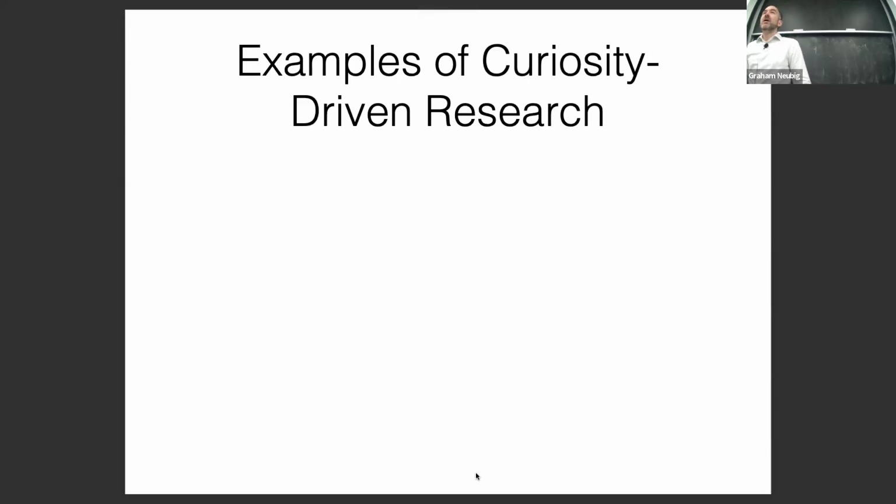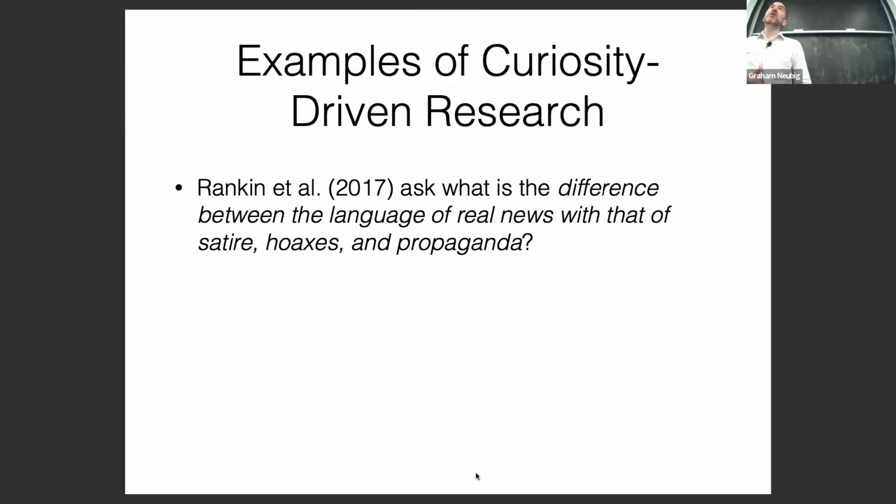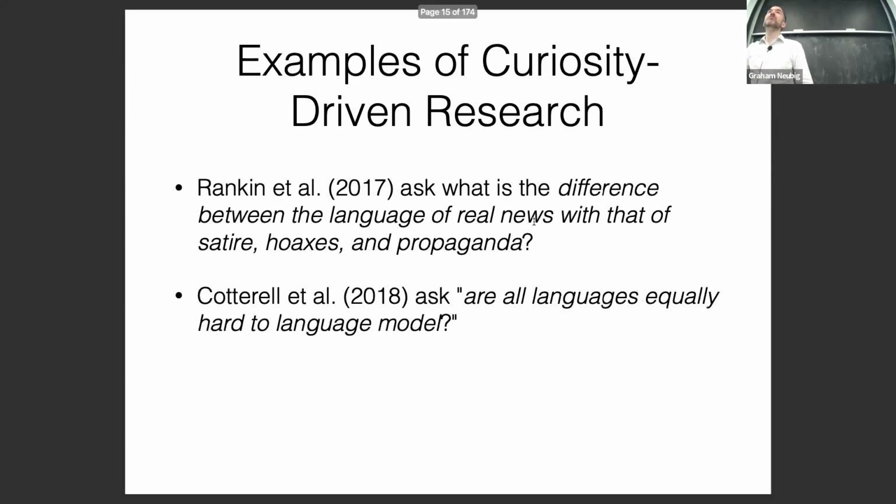I also have some examples of curiosity-driven research. These are actually harder to find in the ACL anthology. It's definitely the minority case, but they still do exist. So for example, Rankin et al. 2017 asked, what is the difference between the language of real news with that of satire, hoaxes, and propaganda? So they were not attempting to create a system for fake news detection. That was not their goal here. Their goal was just to figure out what were the different linguistic characteristics, and they found that scientifically interesting. Maybe downstream that would be useful, but that wasn't the point of their paper.